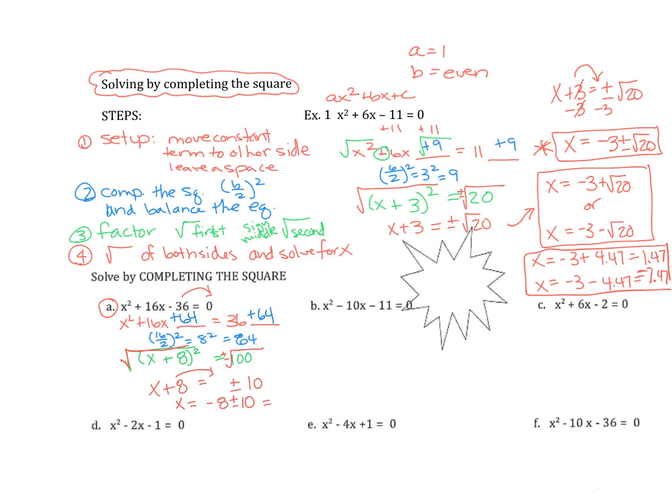One answer is negative 8 plus 10, which is 2. The other answer is negative 8 minus 10, which is negative 18. Those are my two answers, 2 and negative 18. And I need to finish it because there's no square root in this problem. So the first problem we did together, I would leave my answer if it was plus minus the square root of some number. However, if it's a perfect square, you need to work your math down to your final two answers.